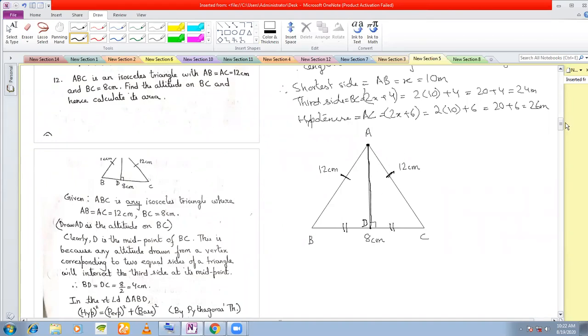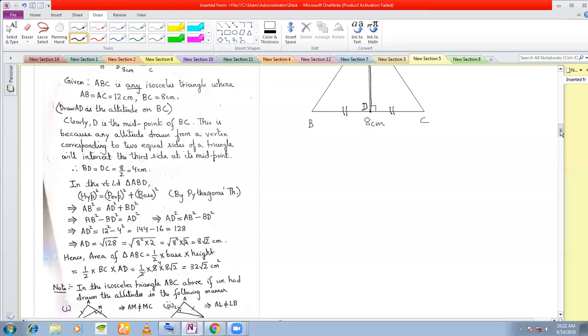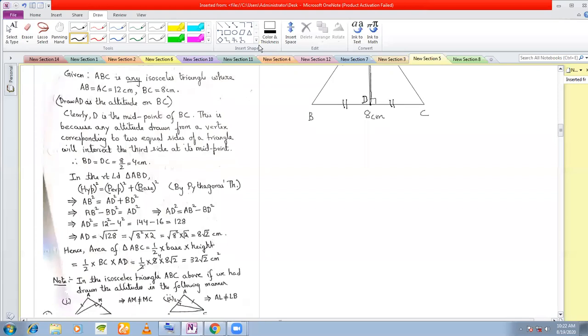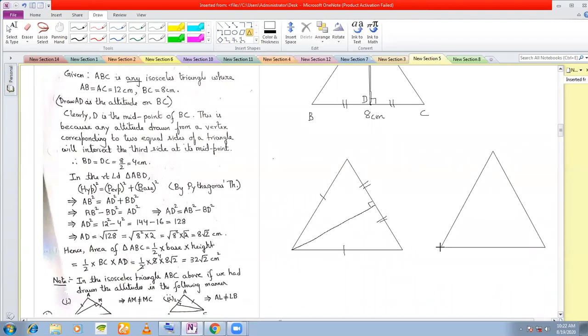then always these two will be equal. Let us consider another example here. Let us consider an isosceles triangle in which these two are equal, and I'm drawing a perpendicular from here. Then these two will be equal always. Another one, isosceles triangle.